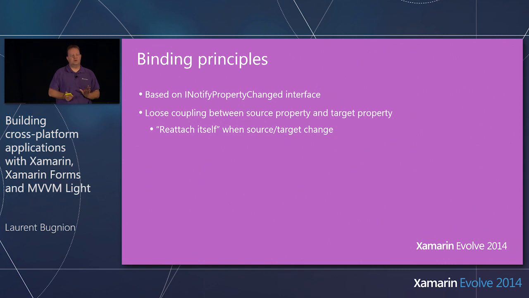One nice feature of data binding in XAML and also in the MVVM Light binding framework is that if the source changes, the binding is going to reattach itself. And so during the course of the application, you don't have to monitor that. The binding framework is going to monitor that for you, okay?